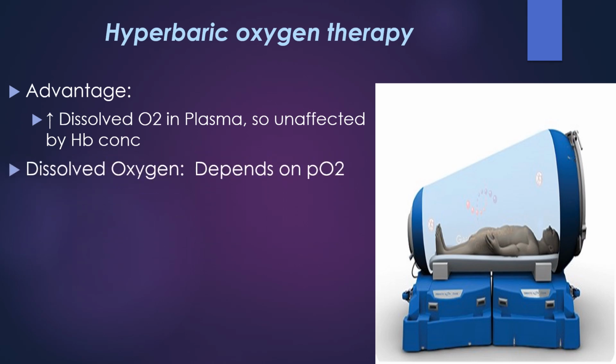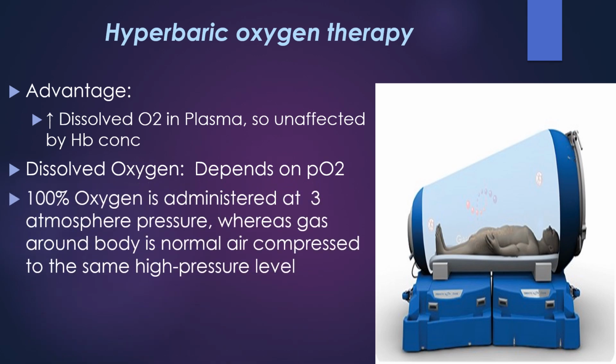So dissolved oxygen depends on the pressure of oxygen. 100% oxygen is administered at 3 atmospheric pressure, whereas the gas around the body is normal air compressed to the same high pressure level. It is done for 30 days, 1 to 2 hours per day. So this is how they do that.